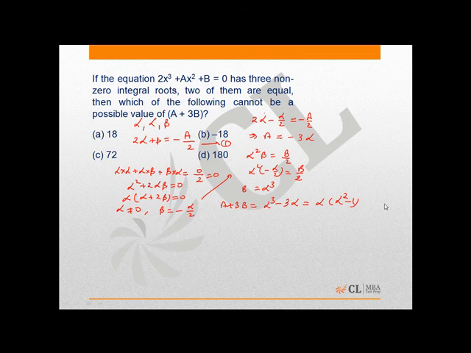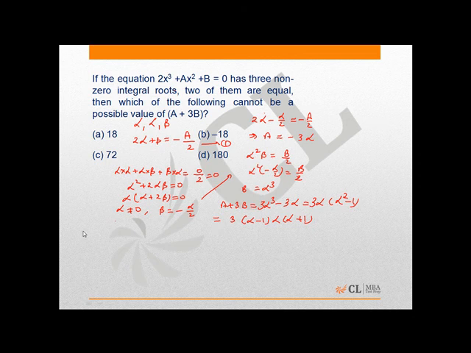So we need to find a number. So b is alpha cube, yeah. So a plus 3b, there is a mistake here. A plus 3b will come out to be 3 times alpha cube minus alpha. So this is 3 alpha into alpha square minus 1, which can be written as 3 into alpha minus 1, alpha, alpha plus 1. Now check the options.